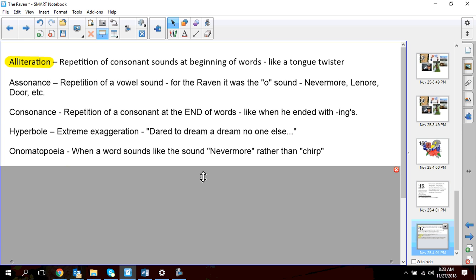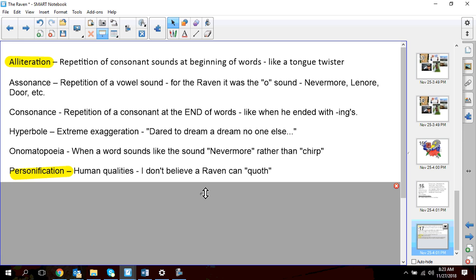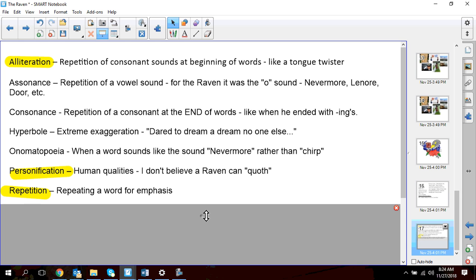Onomatopoeia is the words like nevermore. We expect the bird to say chirp or tweet, but he's made the sound nevermore a word. And remember, onomatopoeia is when a word sounds like the sound. Okay? We know about human qualities. Ravens can't quoth, and they can't have human emotions. We know that he really liked repetition. We even studied that when we looked at the first paragraph of The Telltale Heart, that he repeated words, and it's not because he couldn't think of other ones. Obviously, Poe was quite good at manipulating language. It's because he was intentional about using those words.